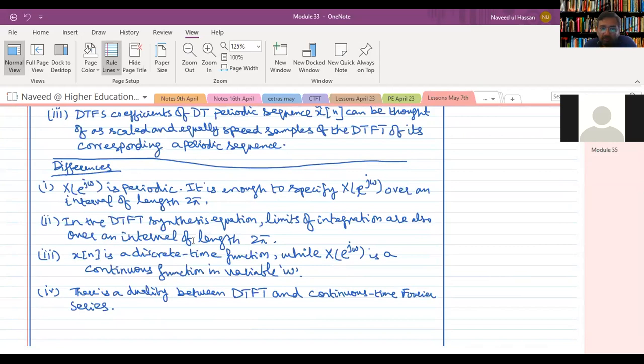Okay, and the fourth point is there is duality between the discrete-time Fourier transform and the continuous-time Fourier series. If we recall, now everything is sort of connected. What was there in the continuous-time Fourier series?